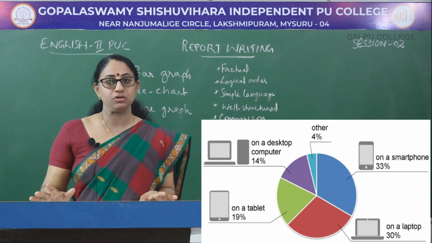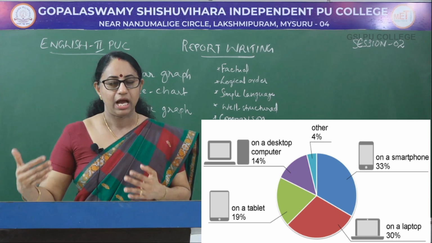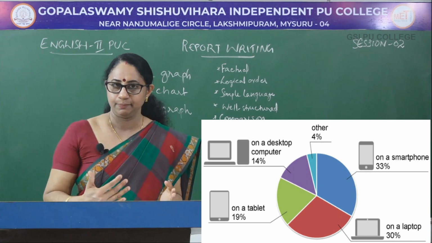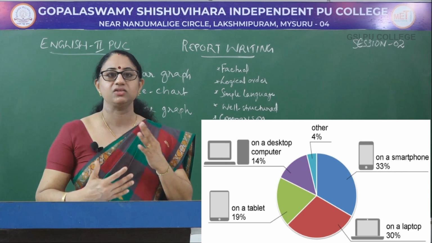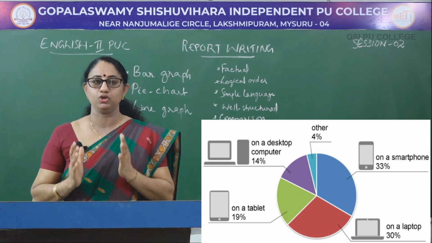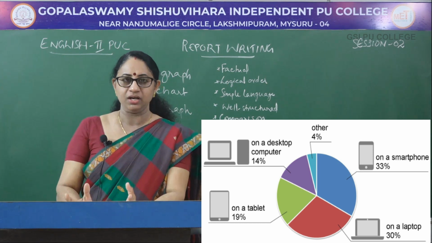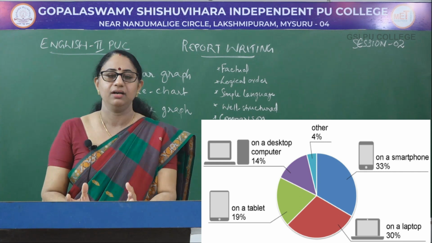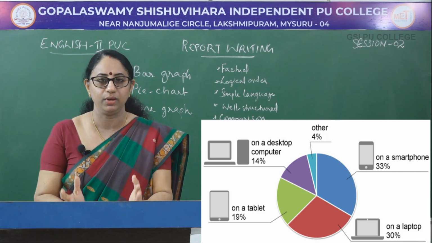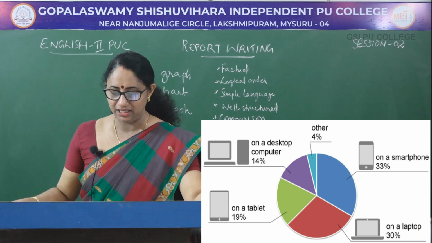So it is understood that people use internet at home as well as outside. And which devices did they prefer? That is recorded. So we are going to write a report by summarizing our understanding, by summarizing what we have found on this pie chart. Let us see the representation.